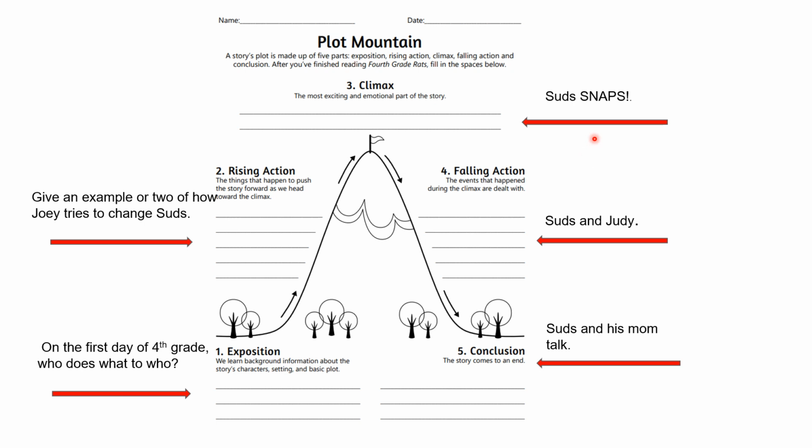The climax is really easy in Fourth Grade Rats. Where does Suds snap? Where does he just finally say, I've had enough? Our falling action, I put the scene with Suds and Judy and the cat. What happens there? And then finally, for the conclusion, Suds and his mom talk.